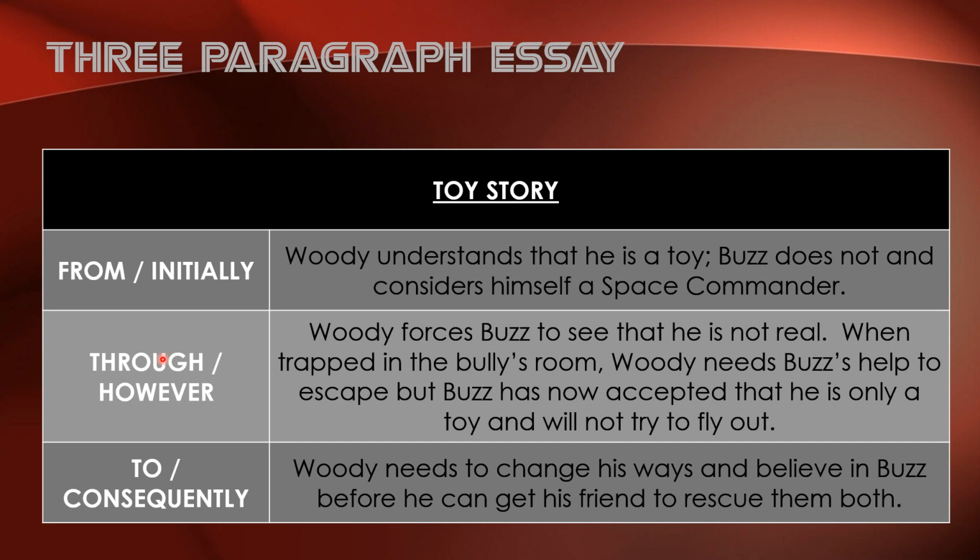This is or however. Because Woody spends so much time trying to convince Buzz that he's not real, he actually starts to whittle away at him. He forces his perception and his beliefs onto Buzz. So when they end up being trapped in the bully's room together, and Woody really needs Buzz's help to escape, Buzz is unwilling to help. He has now accepted that he's only a toy and will not try to fly out. He knows his wings are fake and that he can't really achieve flight.